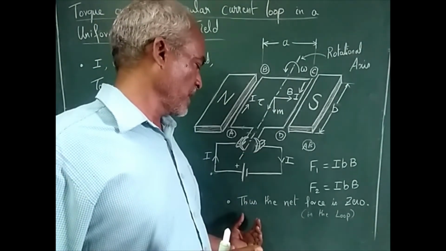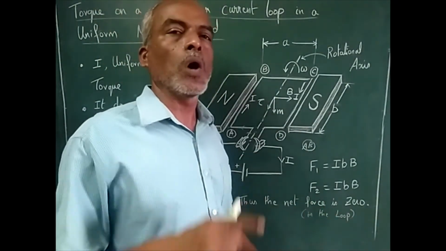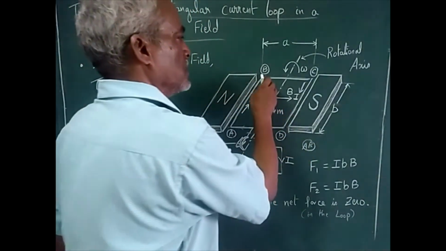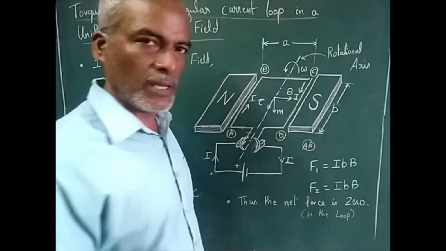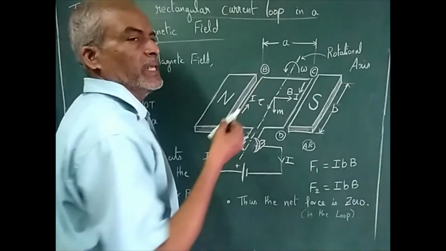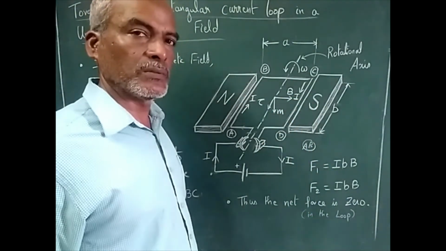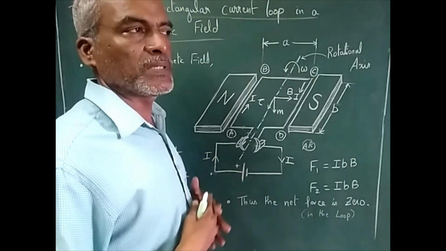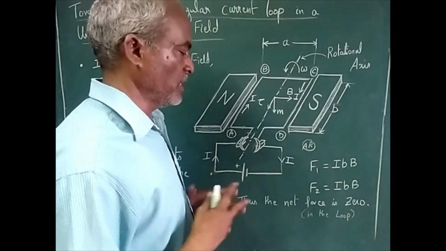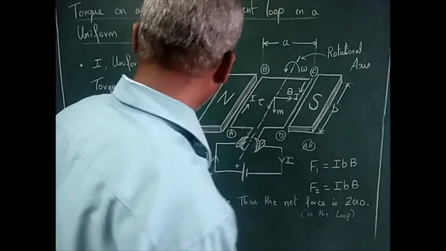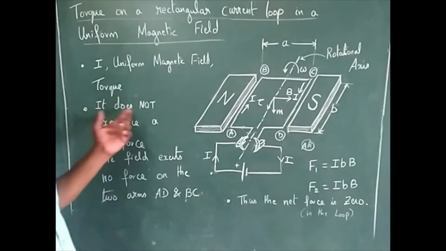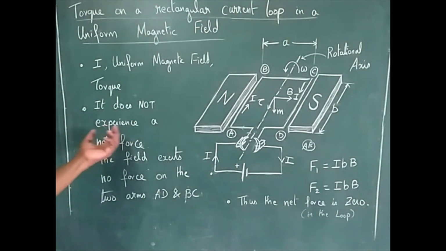So that's why we write, thus the net force is zero around the loop. This path and this path are zero already. This side experiences a force, this side also experiences a force, but both are in opposite directions with equal magnitude, therefore the net force is zero. That's why we say it does not experience a net force.